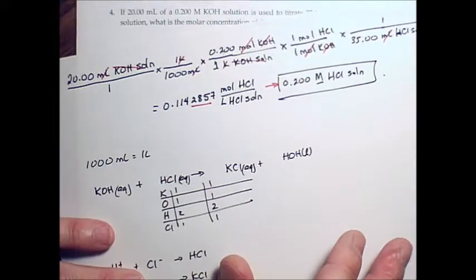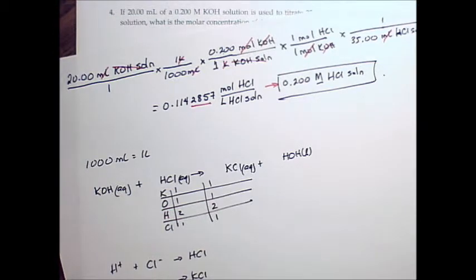Kind of how the test is going to be. Where'd you get 35 mil? Is that in the problem?